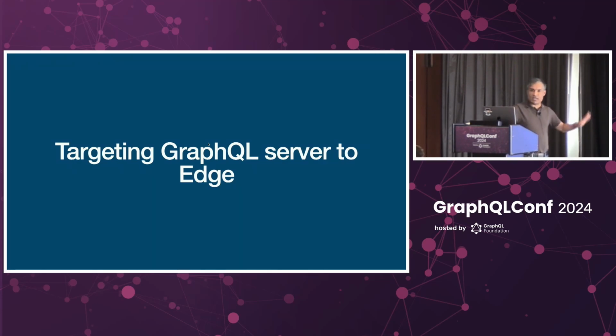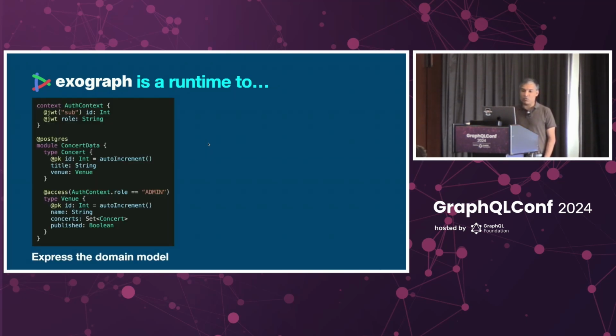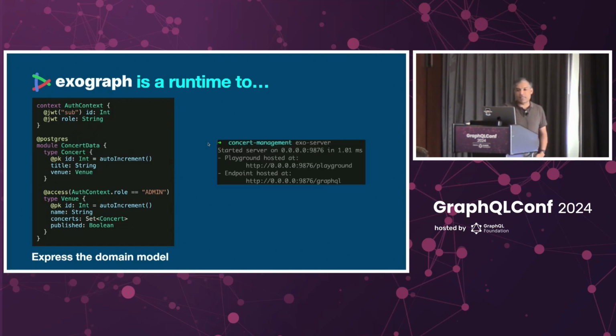So let's talk about, with that understanding, Edge and WebAssembly. Let's talk about targeting a GraphQL server to Edge. I'll talk about the project that I have been working on, Exograph. It's available on GitHub. You can look it up. So the idea is you express your domain model. In this case, I have a concert and a venue, and there is a relation between the two and some access control rules. Then you start the server, and you will get GraphQL APIs ready.